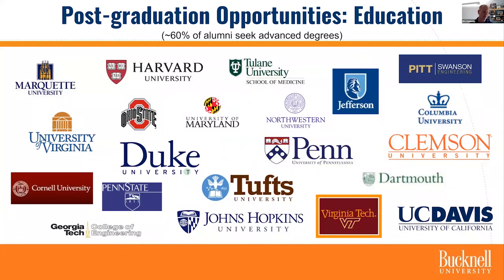They also go to graduate school. So if you're considering engineering, I'm just going to note that the majority of undergraduate degreed engineers go on to seek advanced degrees. About two-thirds of our students seek advanced degrees within the first 5 years of graduation. And that's pretty common for all engineering disciplines.